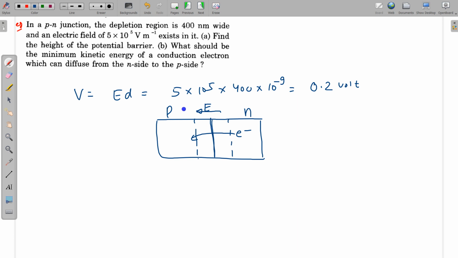And what is that potential height? That potential height is 0.2. So it needs 0.2 electron volt, thus potential difference multiplied by e. So in terms of electron volt, this much is the kinetic energy required for this electron to cross this barrier.